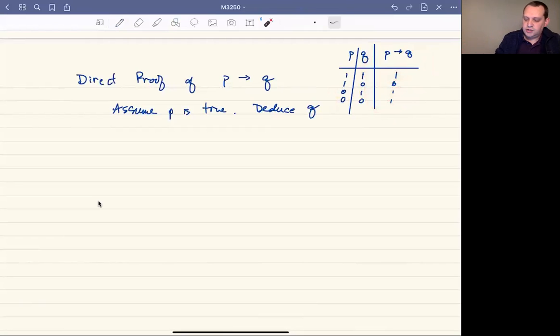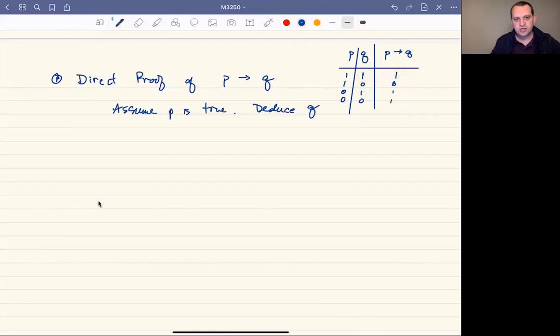What we're going to do is we're going to start by assuming that P is true. So we're going to assume that we're in one of the first two cases. And then from there, we'll deduce that Q is true. And if that's the case, then we've deduced that P implies Q is true. Okay, so that's the idea. That's how our proof is going to work.